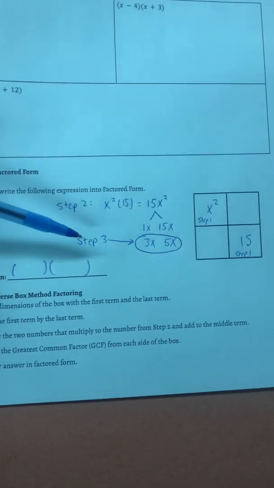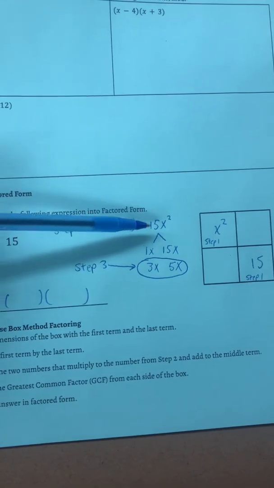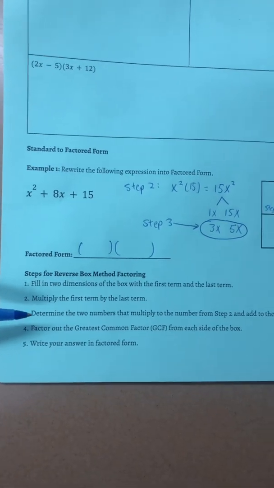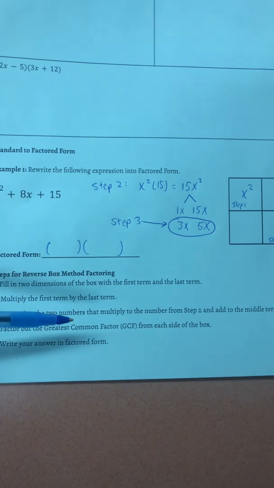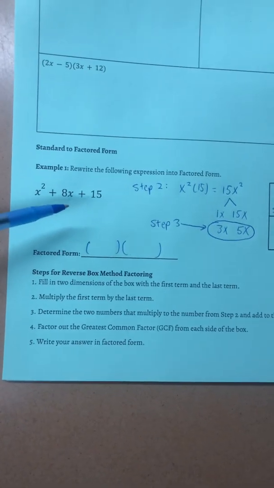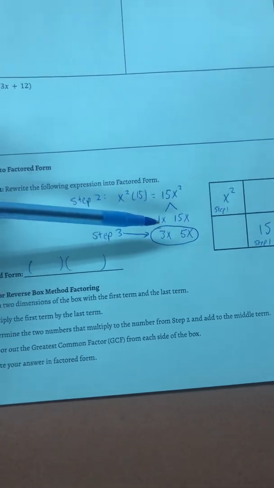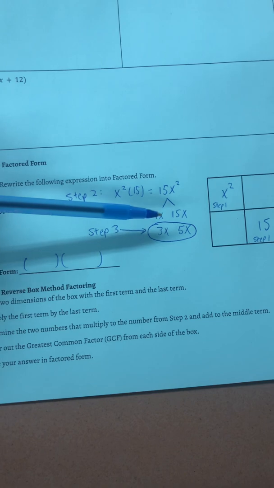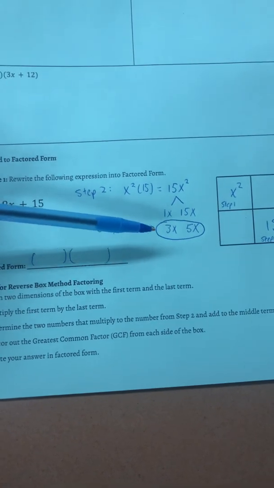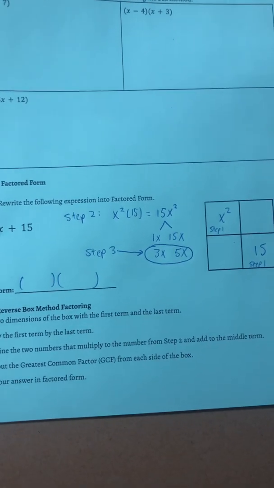Now, step two, we're gonna multiply the first term by the last term. So we're gonna multiply the two terms together, x squared times 15. Now that's gonna be 15x squared. Now, step three, we're gonna determine the two numbers that multiply to make the number from step two, and also add to make that middle term. So if we start doing factors of 15x squared, we would have 1x and 15x. That's not gonna add up to 8x. If you have 3x and 5x, that one is going to add up to 8x. So that's our step three right there.